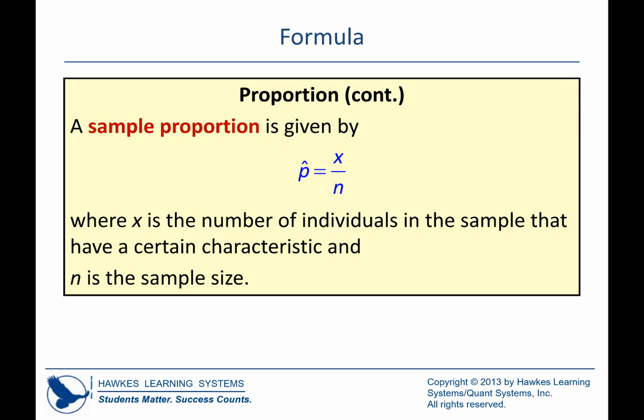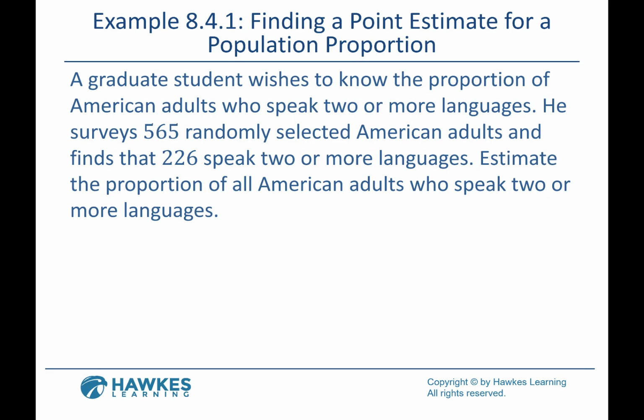So let's practice. Since we haven't worked with proportions before, let's find a sample proportion. There's not too much to it, but it is new. It says a graduate student wishes to know the proportion of American adults who speak 2 or more languages. He surveys 565 randomly selected American adults and finds that 226 speak 2 or more languages. Estimate the proportion of all American adults who speak 2 or more languages.